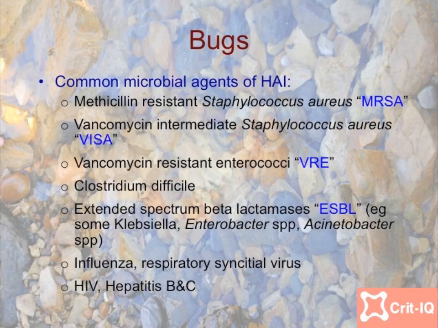Some less common causes of hospital-acquired infection are the gram-negatives that carry extended spectrum beta-lactamases, or ESBL group, which includes some Klebsiella, some Enterobacter and some Acinetobacter. As it suggests, these bacteria are resistant to penicillins and cephalosporins. We should also think of the viral causes of hospital-acquired infection, which include influenza and RSV, and also potentially HIV and hepatitis B and C.